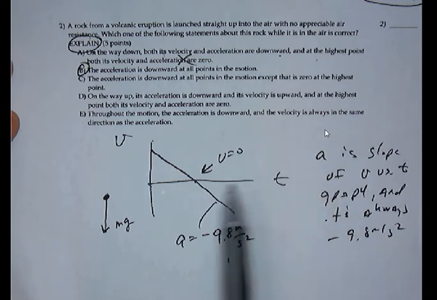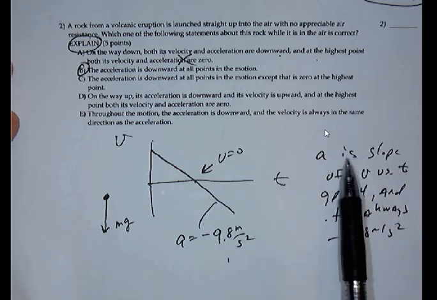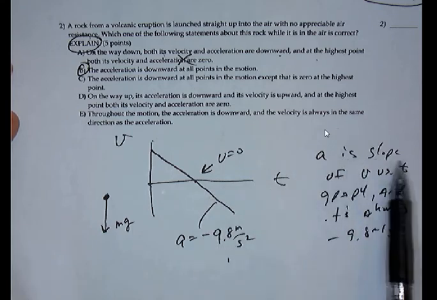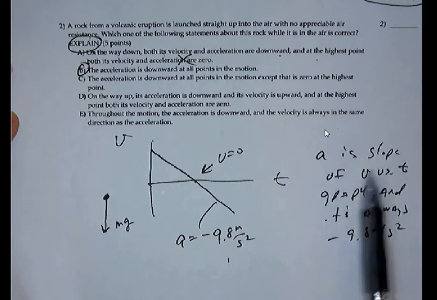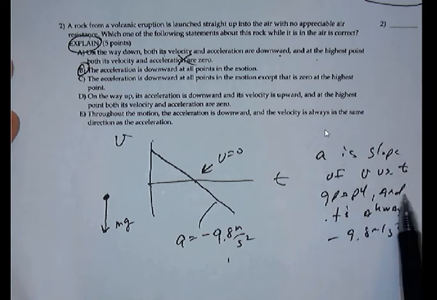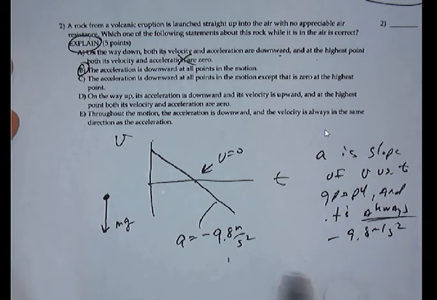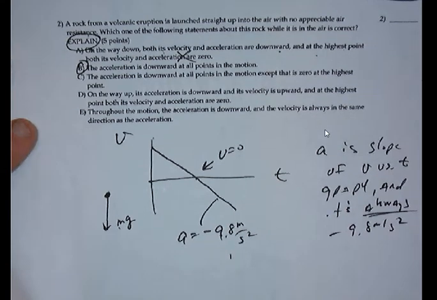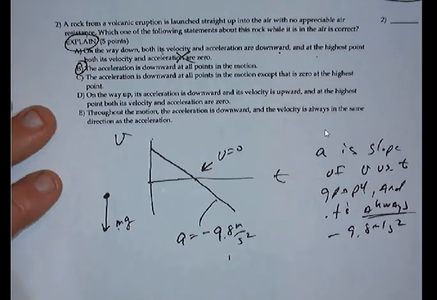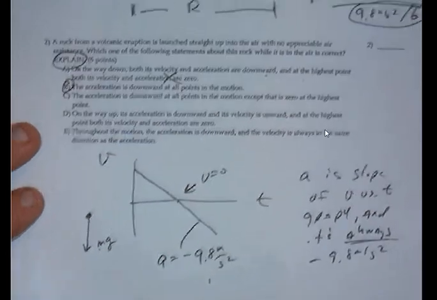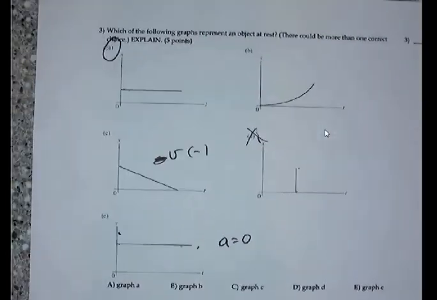As far as explain goes, I've got a nice picture here. You could also say acceleration is the slope of the velocity versus time graph, and it's always negative 9.8, and I even have a free body diagram there. Okay, good. So explain doesn't mean you can just use words. You can use graphs, equations, however you get your point across.